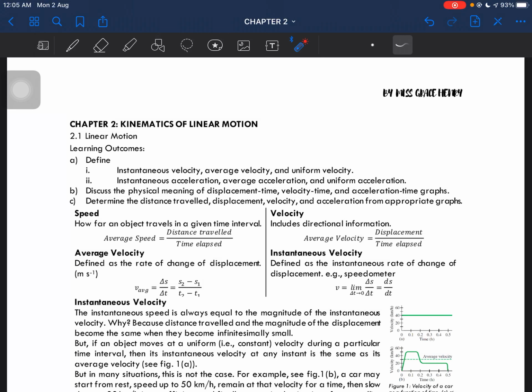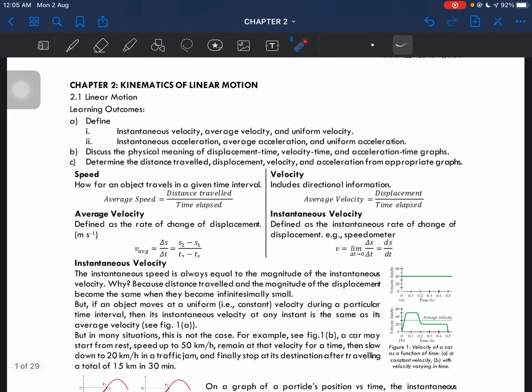Hello everyone, welcome back. Today we will be entering chapter 2, which is on kinematics of linear motion. In this chapter you'll have three subtopics that you need to cover. The first one is on linear motion, where you need to be able to define instantaneous, average, and uniform velocity, as well as acceleration.